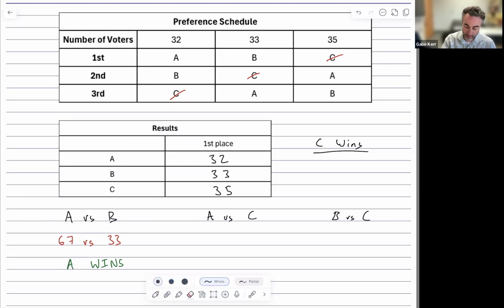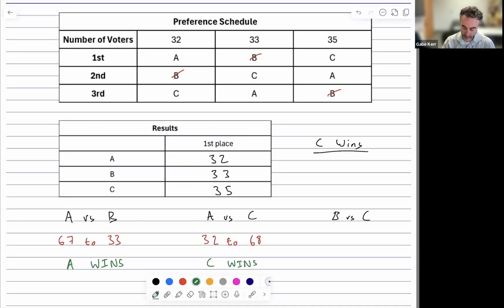Okay, what about the matchup A versus C? Well, in this matchup, we are going to get rid of B. So let's get rid of B. And we can see that in this matchup, A is still receiving its 32 votes, but all of the remaining votes, 33 plus 35, go C's way. So, sorry, this is 2. So here we have 68 votes going to C. So in this case, this head-to-head matchup, C wins.